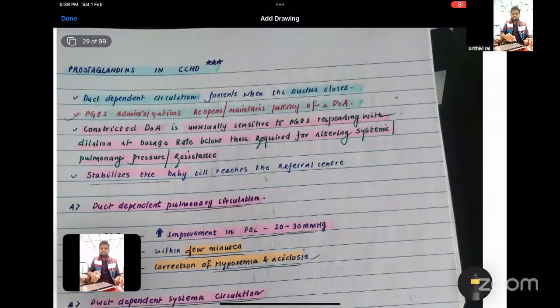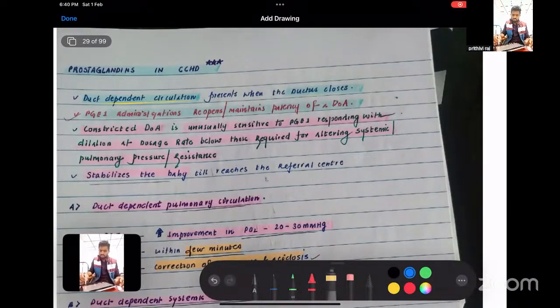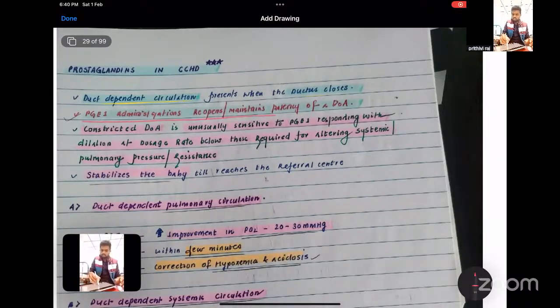So that's why it is given. The duct-dependent circulation will always be present when the ductus closes. So PGE1 administration reopens or maintains the patency of the ductus arteriosus.